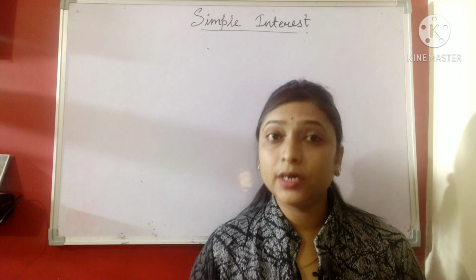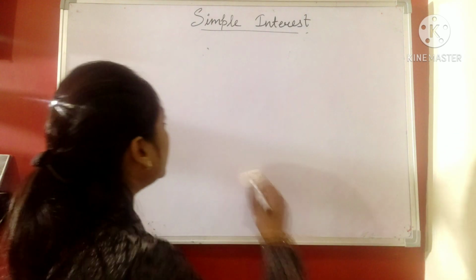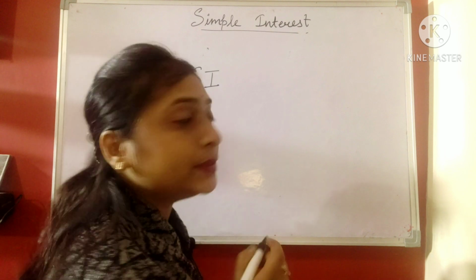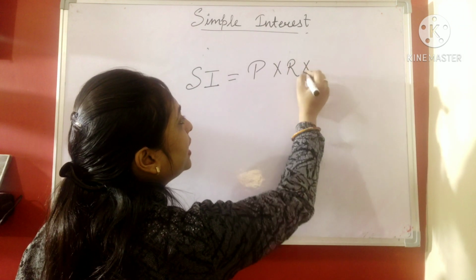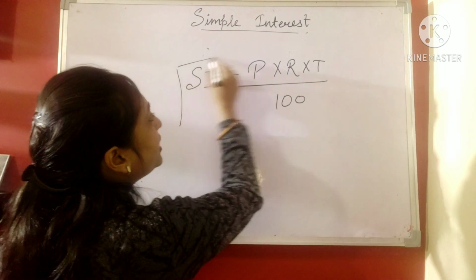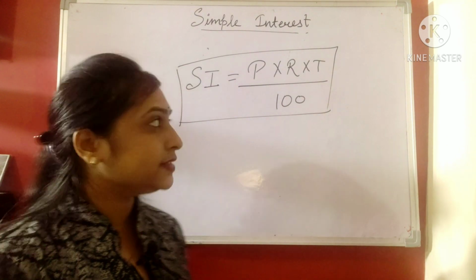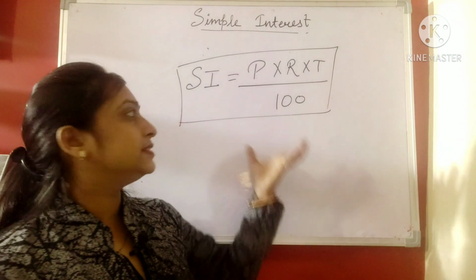Now we have some terms on which we apply the formula. The formula is SI. What is this SI? SI is simple interest. The formula is P into R into T by 100. This is the very basic formula on which we calculate simple interest. P is the principal. Now let's understand these terms.